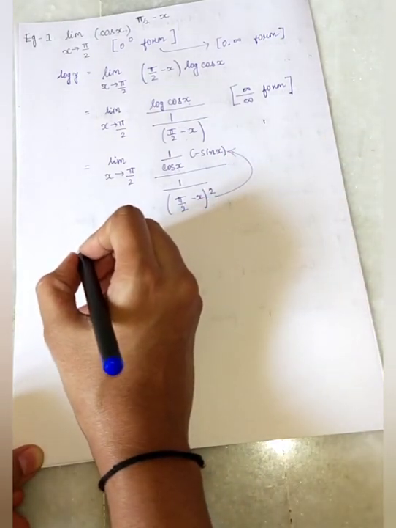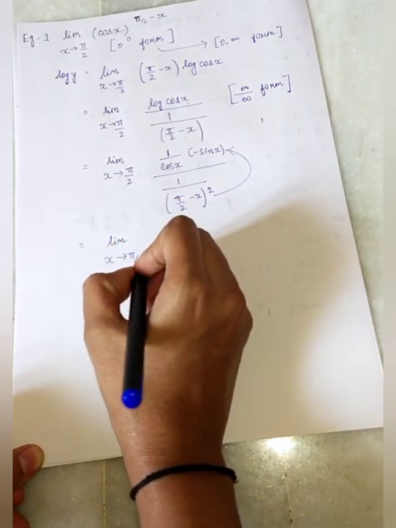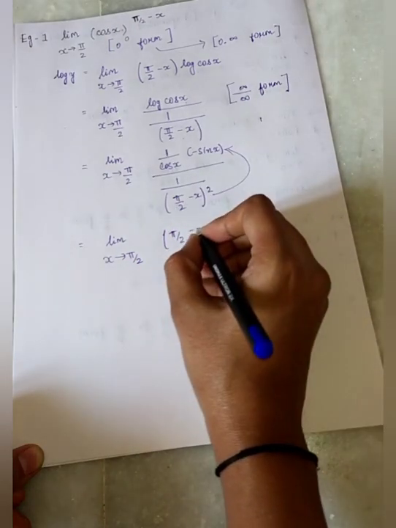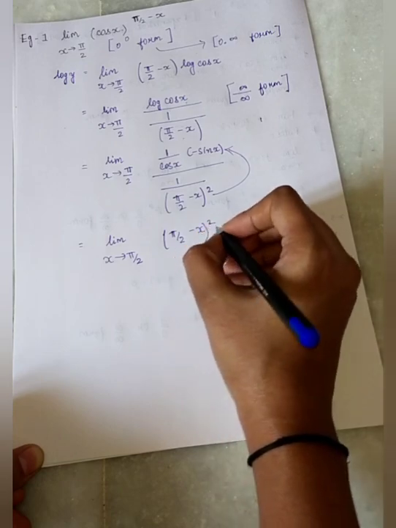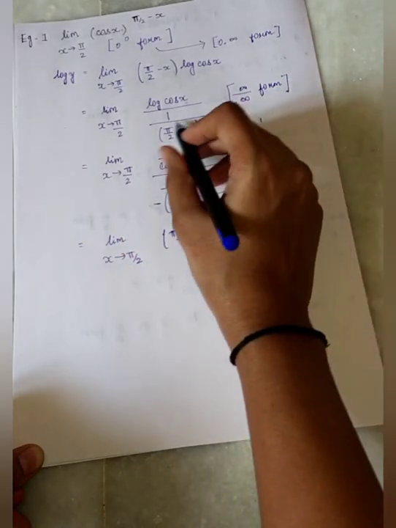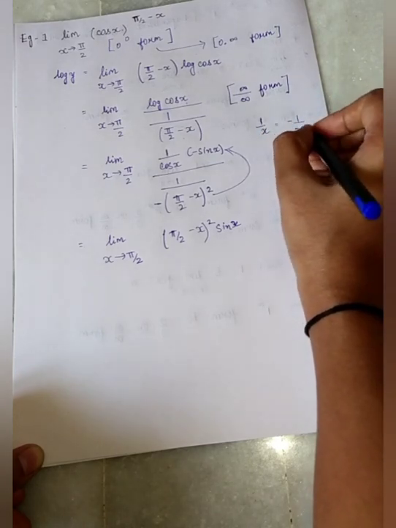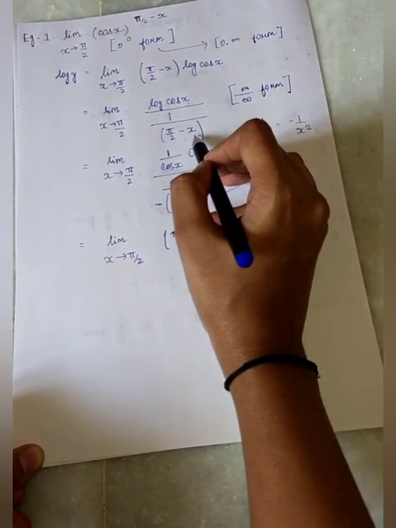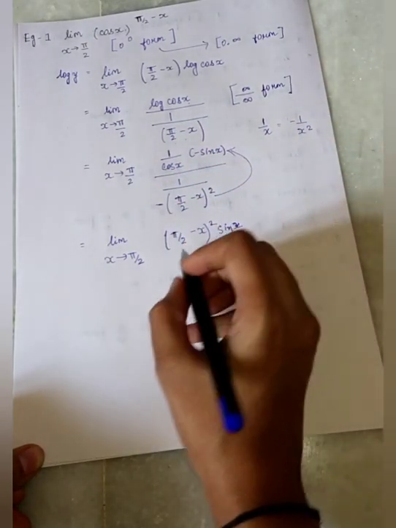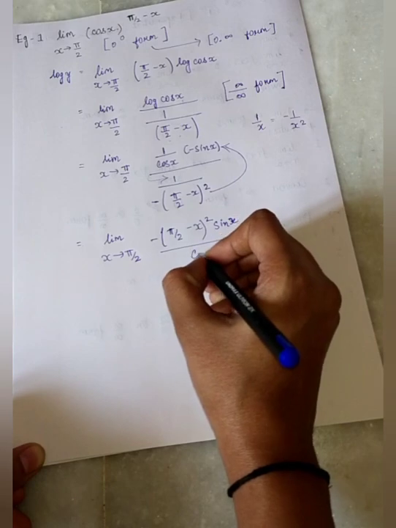So we can rewrite this equation as limit x tends to pi by 2 of pi by 2 minus x whole square sin x. Sorry, here minus will come because if we consider this term as 1 by x, then differentiation of 1 by x is minus 1 by x square. So similarly 1 by pi by 2 minus x, differentiation will be minus 1 upon pi by 2 minus x the whole square. Okay, so here we get, and this term will come into the denominator part, so that is cos x.